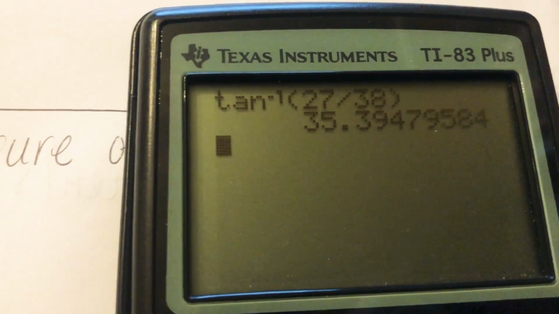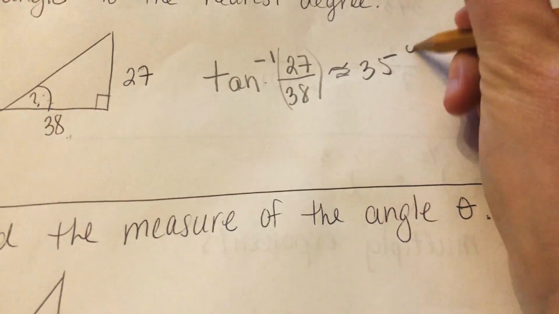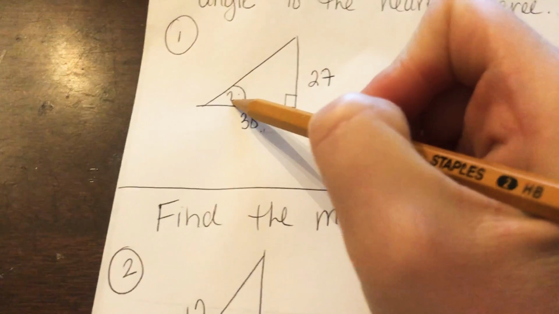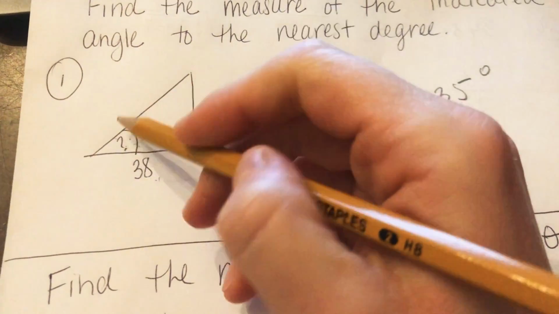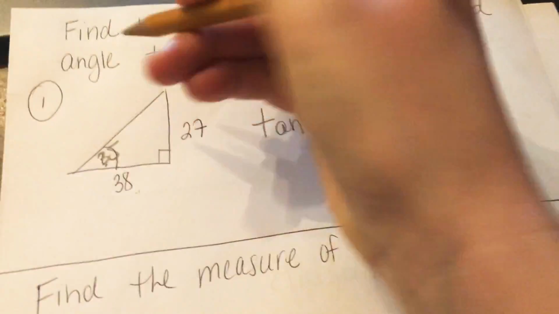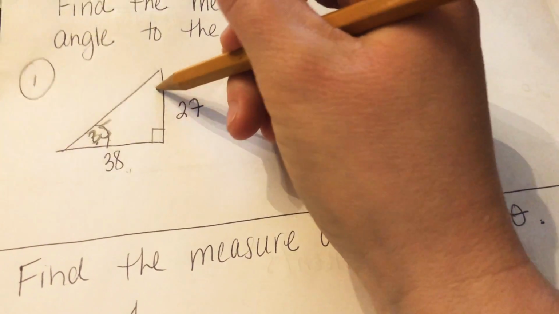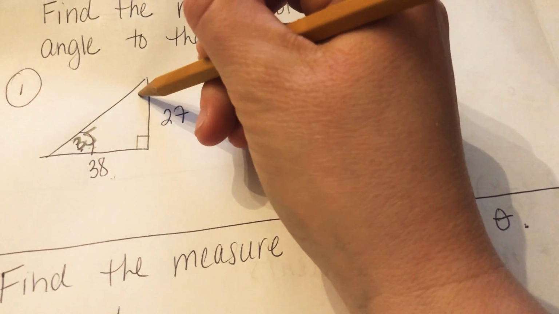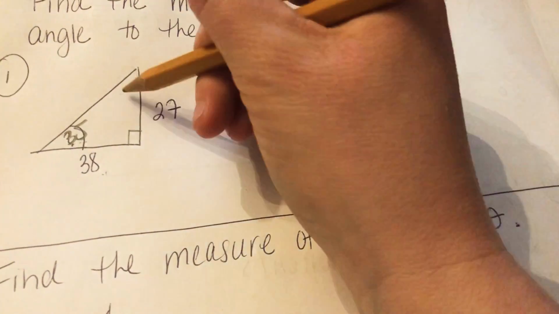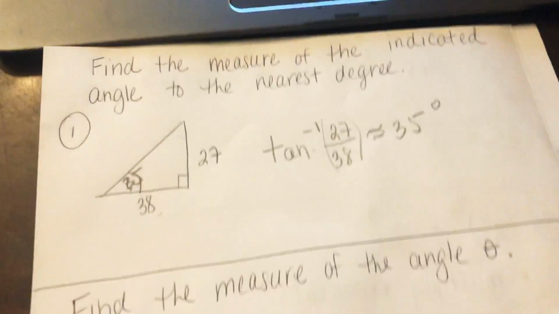It says round to the nearest degree, so it's about a 35-degree angle. So that means that this right here is 35 degrees. And just for future reference, if this is 35 degrees, how do I find the other angle, if I needed to? You just subtract 35 from 90, and that will give you 55 for this one here. I'm not asking you that in this problem, but it might come up.